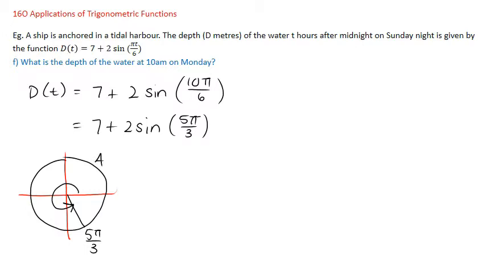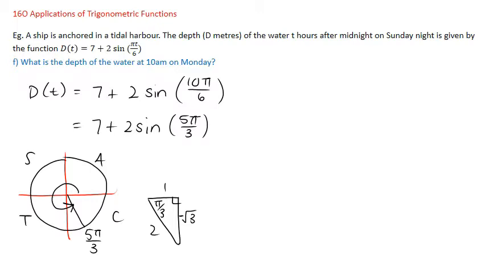Sine in this quadrant is negative. Or you can just think of it like the pi on 3 triangle: root 3 opposite, 1 and 2. But because it goes down this way, that's actually a negative root 3. You could think of it that way.